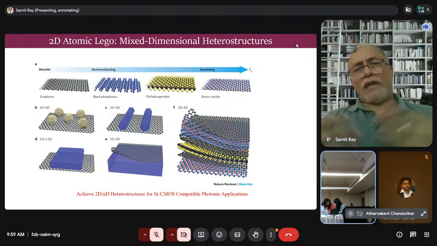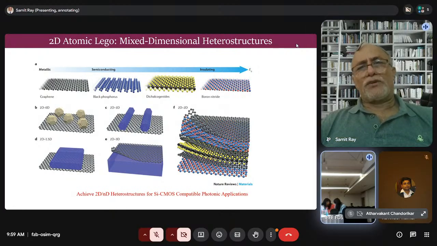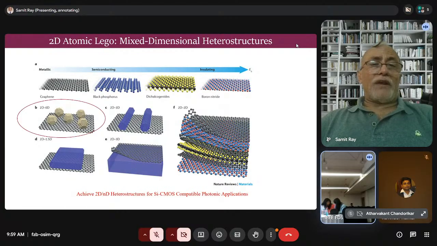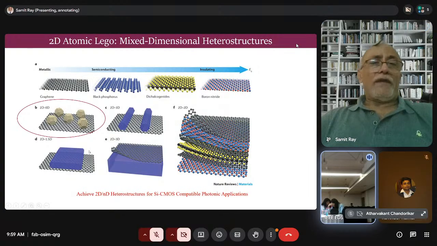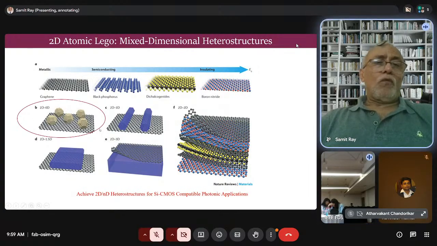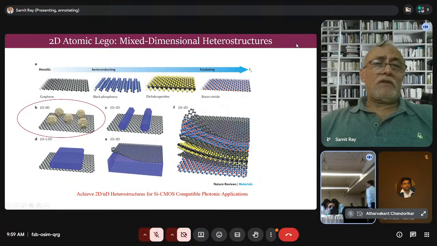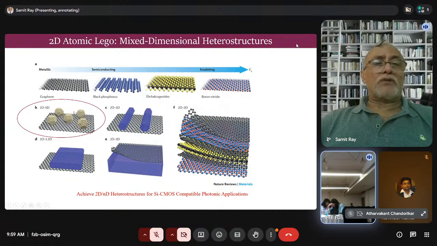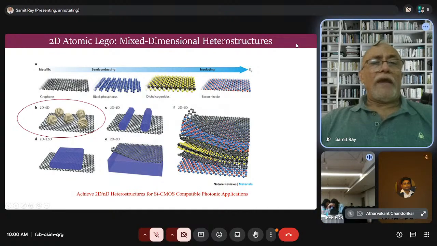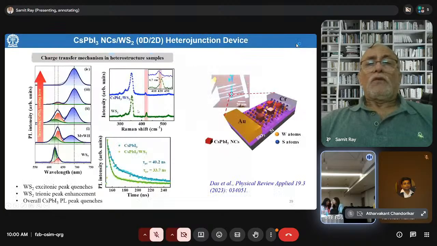Now, the question is, can we make heterostructures using 2D materials and these nanocrystals? The answer is yes. You can make mixed dimensional heterostructures using these two materials, like 0D on 2D, 2D on 2D, 2D on 3D. So in this particular case, we use 0D/2D heterostructures. Perovskite nanocrystals are the zero-dimensional structures, and the 2D layer is a transport layer. We are trying to see whether we can really make very high quality devices.